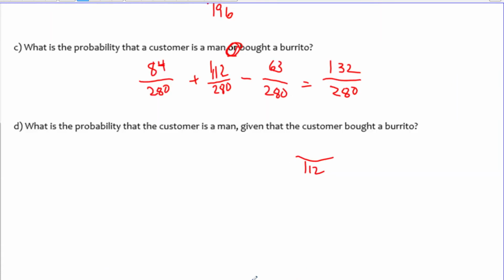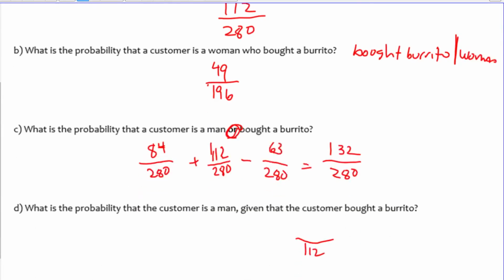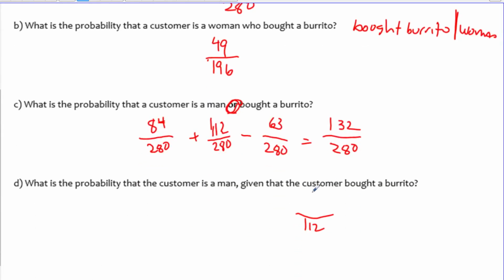So let me move down. Right, so 112 people bought a burrito. So now I'm going to go back up to the top. It says given that the person should be only a man. So that would be 63 out of the 112. Right, so again, this is a given problem. Once we get new information, our denominator is restricted. 63 out of 112 is the probability. So let's finish up. Looks like my pen's working again.